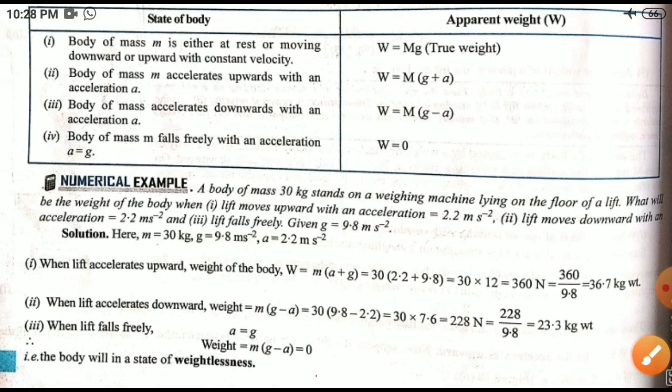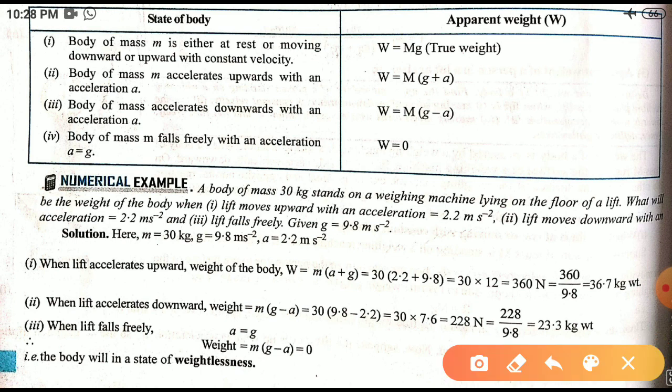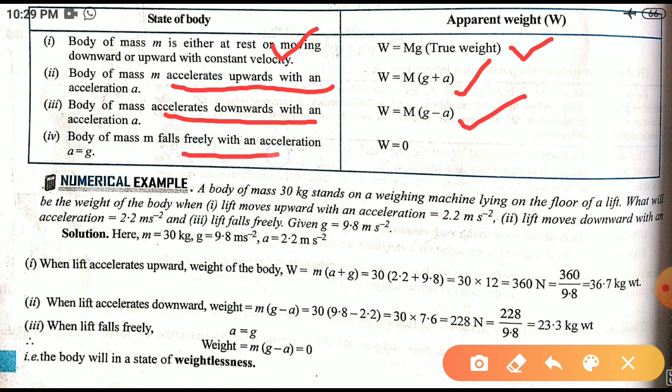What is the conclusion from here? When the object is at rest or moving with constant velocity, then the true weight and the apparent weight are equal. When the body is moving with the lift in the upward direction, then the apparent weight increases as compared to the actual weight. When it moves in the downward direction, then the apparent weight decreases, and in case of free fall, the weightlessness situation is there. Now you can practice this numerical on the basis of these formulas.